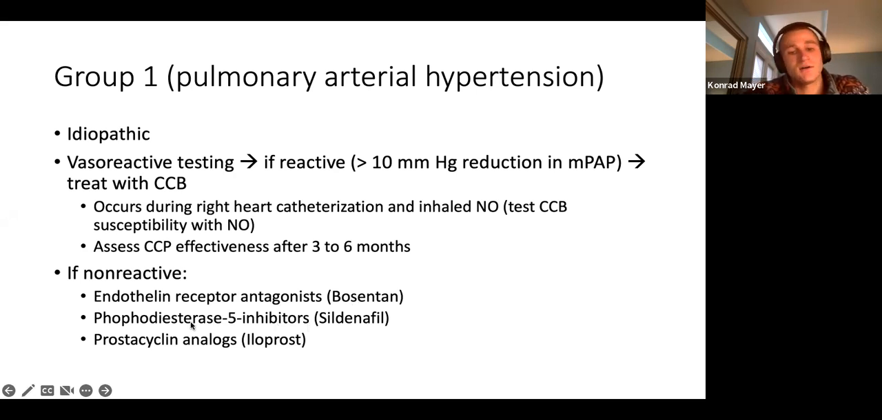Other drugs that help with pulmonary hypertension are vasodilators such as phosphodiesterase 5 inhibitors or prostacyclin analogs. We know sildenafil is a popular phosphodiesterase 5 inhibitor, and iloprost is a prostacyclin analog.